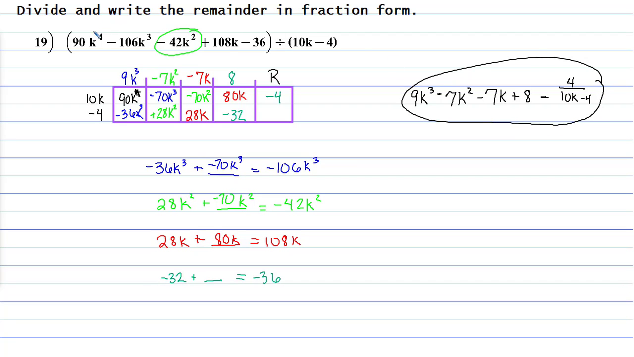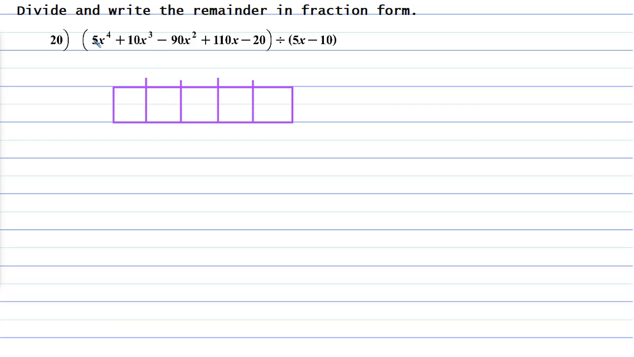This one was up a little bit higher because I started a little bit high with a higher variable. So let's go ahead and do this next one. They are still in order and there is nothing skipped. So 5x to the 4th, and I'm dividing that by 5x minus 10. So when I divide to go up, I get 1x cubed. Multiply to come down gives me negative 10x cubed.